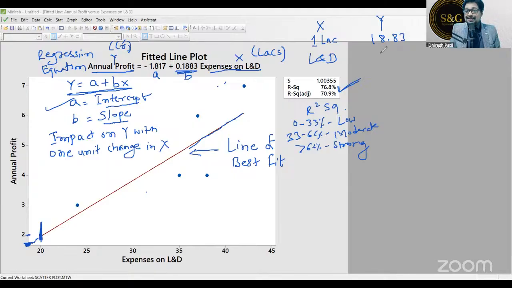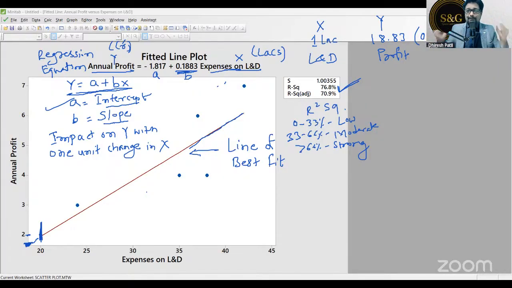18.83 lakh rupees I am getting as my profit. 18.83 lakh is nothing but 0.1883 crore rupees. Are you clear? Just type yes in the chat box. With 1 unit change in L&D, 1 unit addition in L&D, I am getting 18 lakh rupees of profit. With this equation, it is showing on an average. And this is called slope.